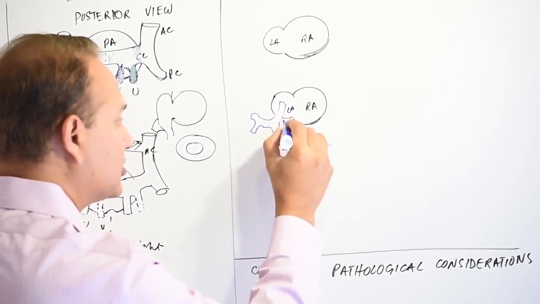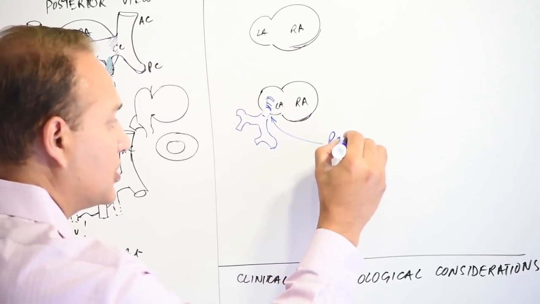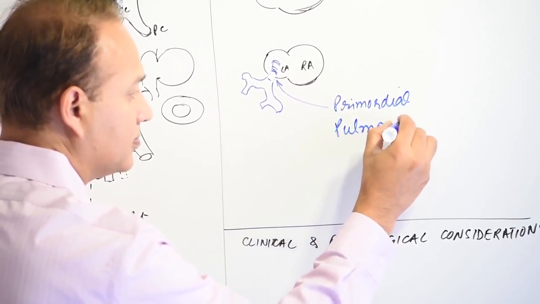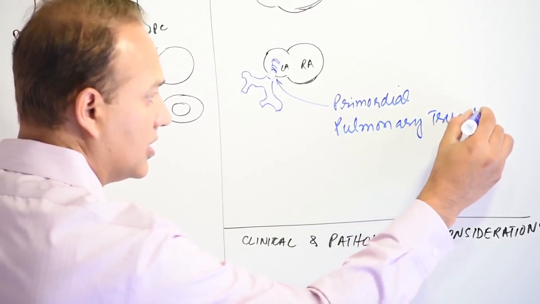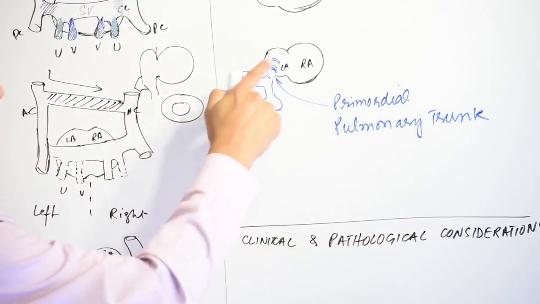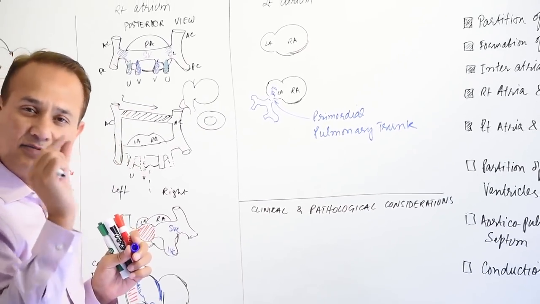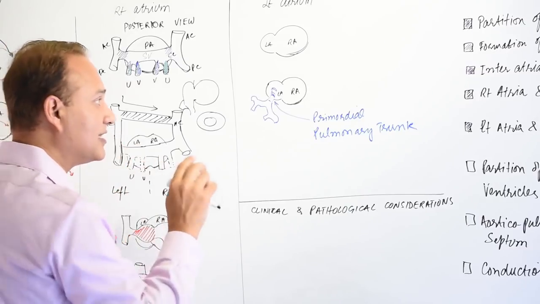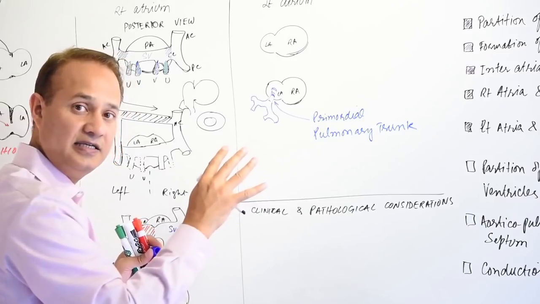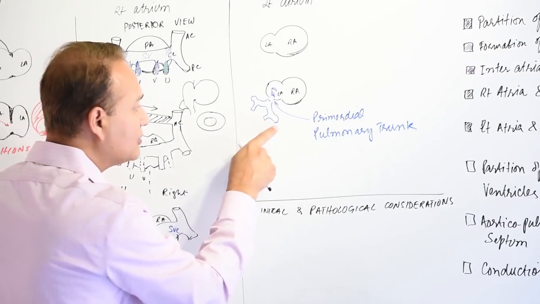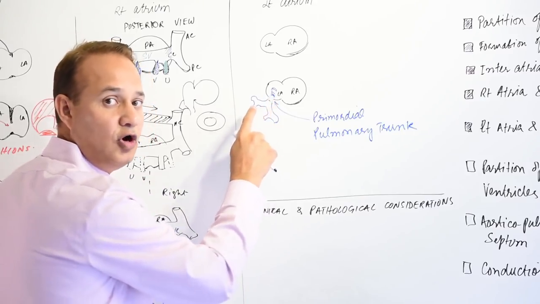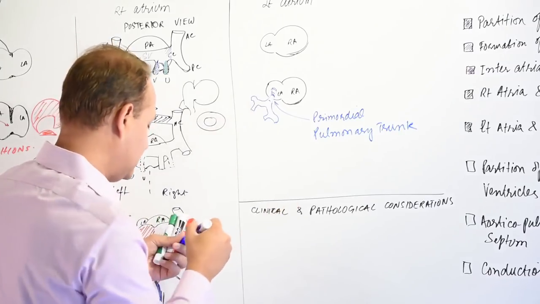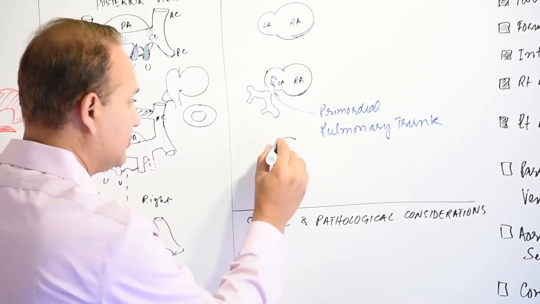Now the primordial pulmonary trunk here actually is a budding off of the left atrium. So the left atrium creates a bud in the back, which is the primordial pulmonary trunk. That trunk then starts getting absorbed into the left atrium, and it has four branches. It gets so much absorbed that all of it goes into the making of the left atrium, and just the four branches are shown.